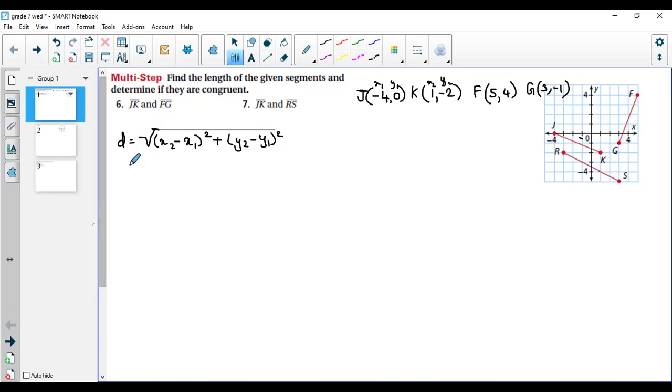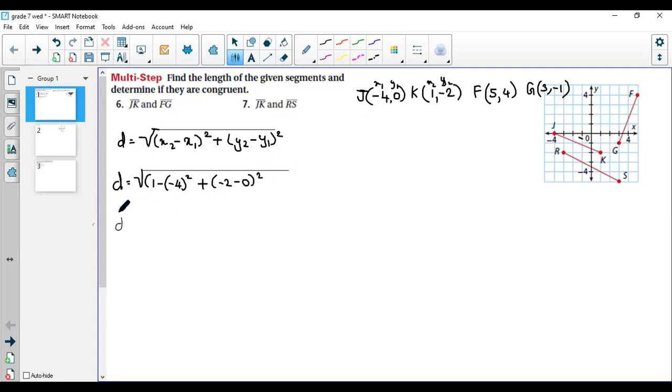Now, I'm going to replace the values. So that's going to give me x2 is 1, so I put 1 first, minus x1 is negative 4, so I put that inside parentheses so that I will not get confused, plus what is y2? The value of y2 is minus 2, minus, and the value of y1 is 0, to the whole square.